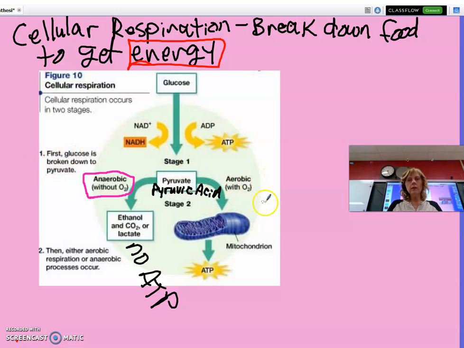Or if oxygen is present, it's going to go through aerobic respiration. And this is when it's going to diffuse into the mitochondria and go through the citric acid, also called the Krebs cycle. And this is where we get all the ATP produced. You will see over here, there's no mention of ATP. So in our bodies, that's a real problem if there's not enough oxygen. So again, we'll talk about that. So this is just kind of an overview.